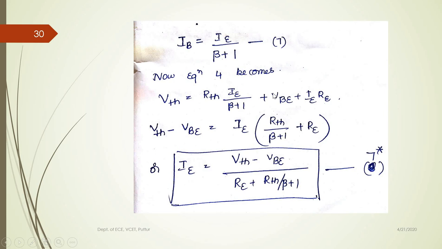Now equation 4 will become VTH is equal to RTH into IB, which I substituted as IE by beta plus 1, plus VBE plus IE RE. Then VTH minus VBE to the other side. Here IE is common, take that outside, inside the bracket you will be getting this. So IE can be written as VTH minus VBE divided by RE plus RTH by beta plus 1. Okay, so here VTH will be constant, VBE will be very much less, that won't affect your emitter current.